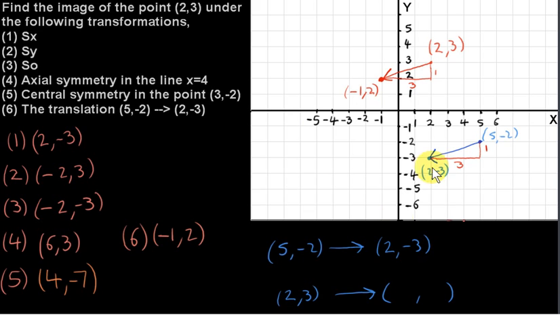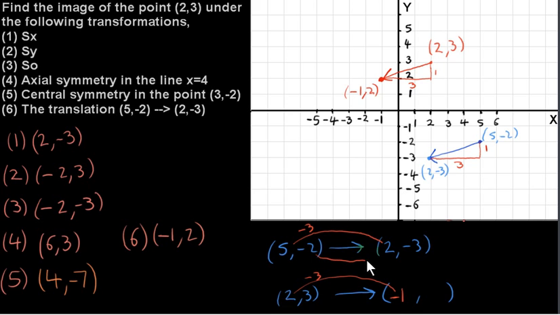Now let's do this problem without using a diagram. So our translation is (5, -2) goes to (2, -3), and we want to get the image of the point (2, 3). So we write (2, 3) down underneath the translation, and we have to work out what this point is. So like before, for the central symmetry case, we look at differences. What do we have to add or subtract to 5 to get 2? Well, the answer is 2 minus 5, which is -3. 5 minus 3 is 2. So we do the same to the x value here. We work out 2 minus 3, that gives us -1.